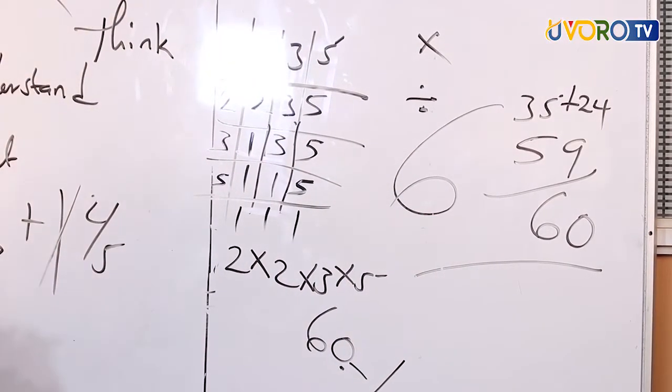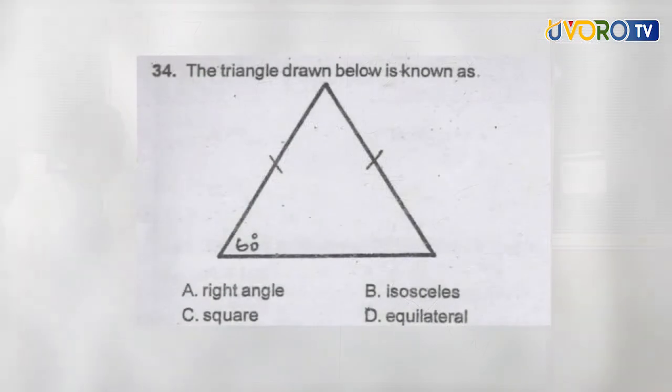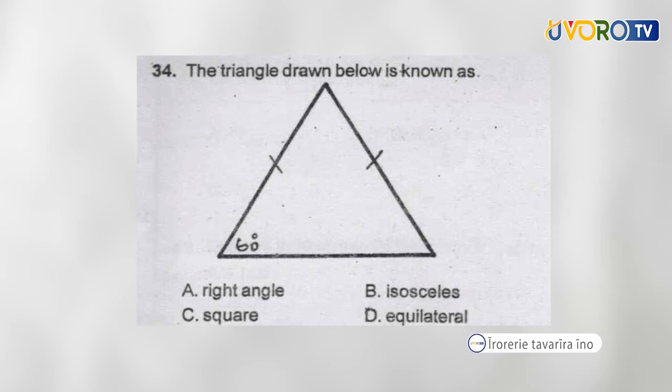We go to question number 34, class 7s. Question number 34. The figure drawn below represents a triangle. They have already drawn this triangle, put 2 sticks there. They have given us 50 degrees there.